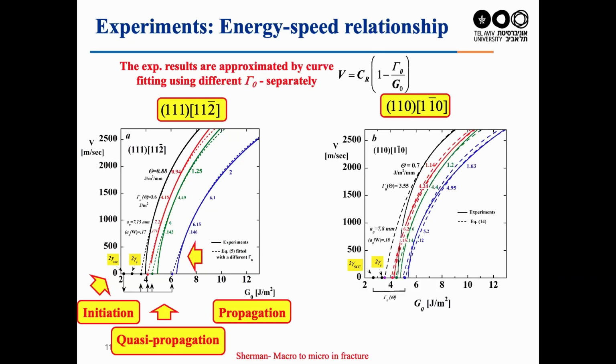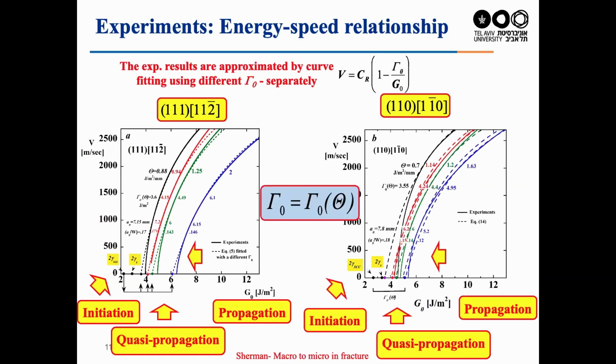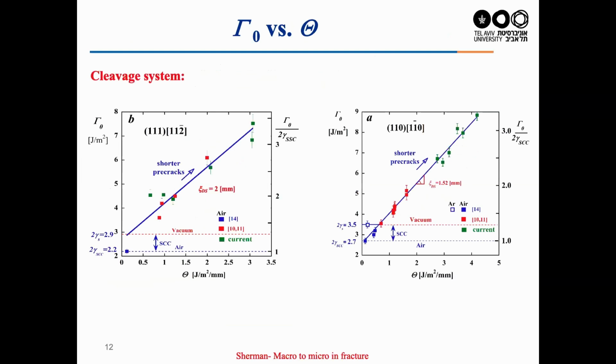and the same goes for the second cleavage system, 110, 1-10. I'm not going to talk about it. It's the same results. So what we can conclude from here is that gamma naught is gamma naught of theta. And if we draw gamma naught versus theta, you see that we have a straight line. And this is the cleavage energy under vacuum. It is not cube.